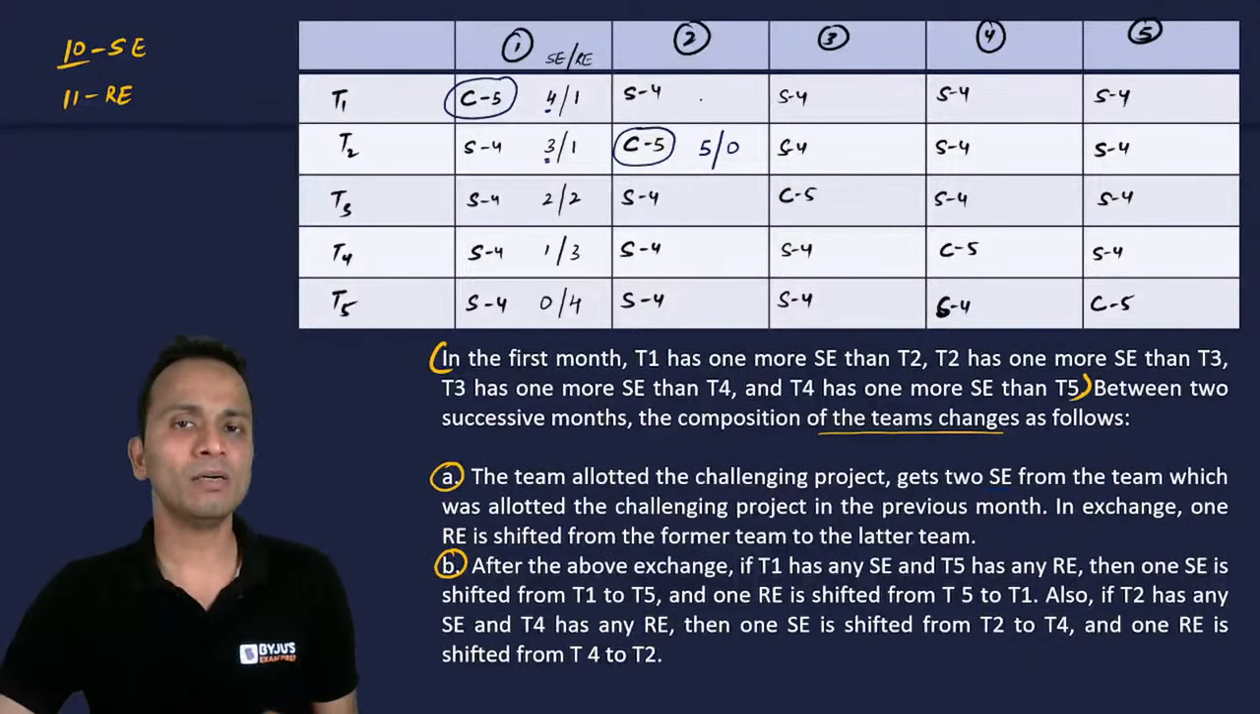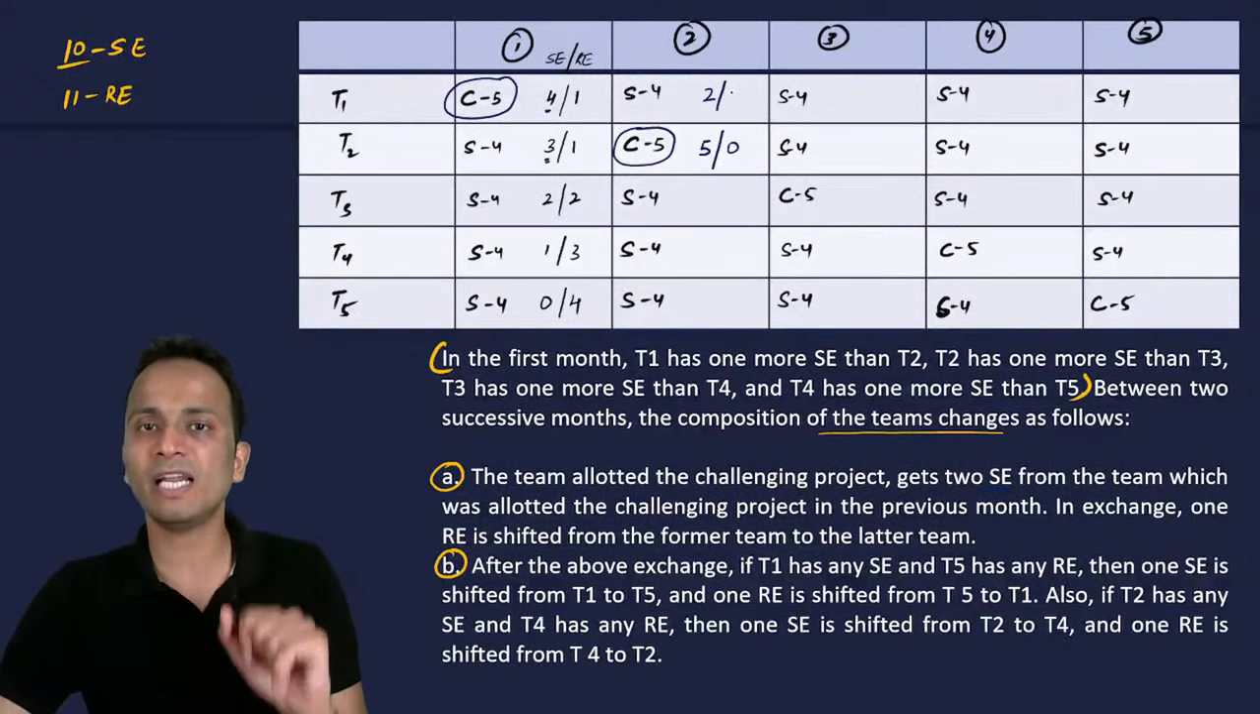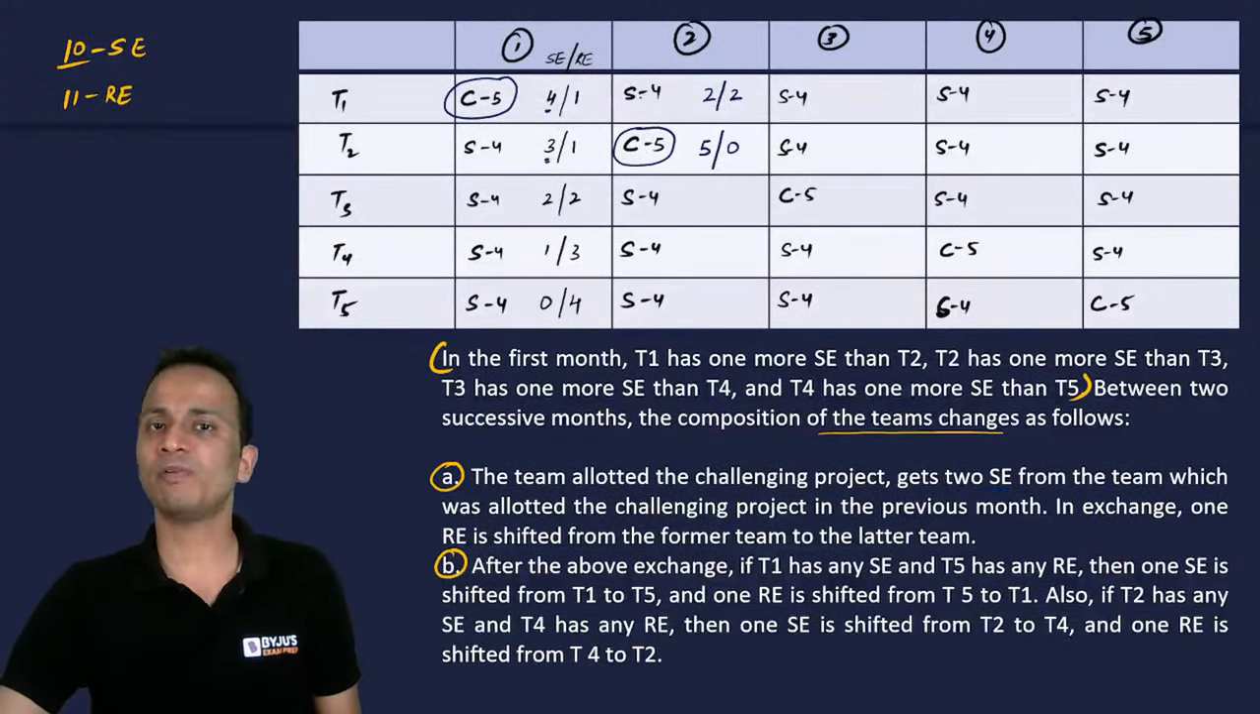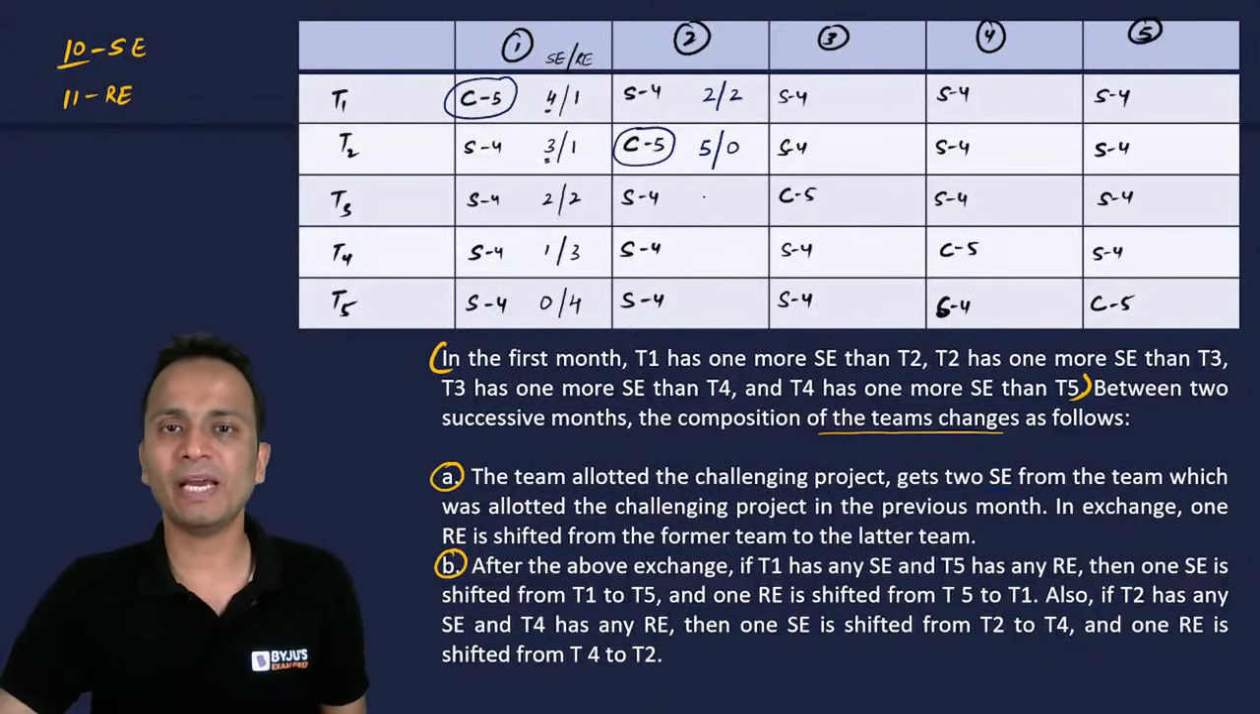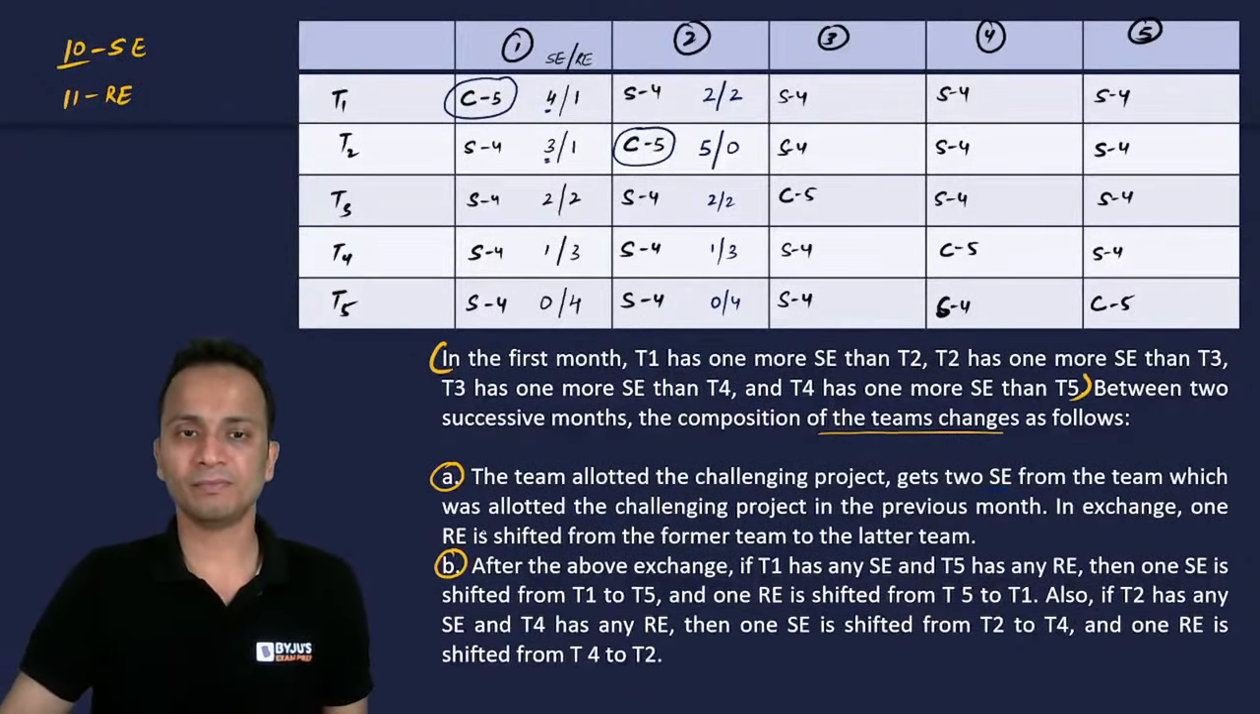सिमिलरली यहां पे क्या होगा, T1 में क्या होगा, SE 2 माइनस हो जाएंगे, इट विल बिकम 2 एंड RE 1 ऐड हो जाएगा, 2 2. नंबर ऑफ एम्प्लॉयज 4 हो गए, राइट? ठीक है. एंड और सबके मैं ऐसे लिख देता हूं, 2 2 ओरिजिनली जो थे, 1 3 एंड 0 4. नाउ वन मोर थिंग इज हैपनिंग.